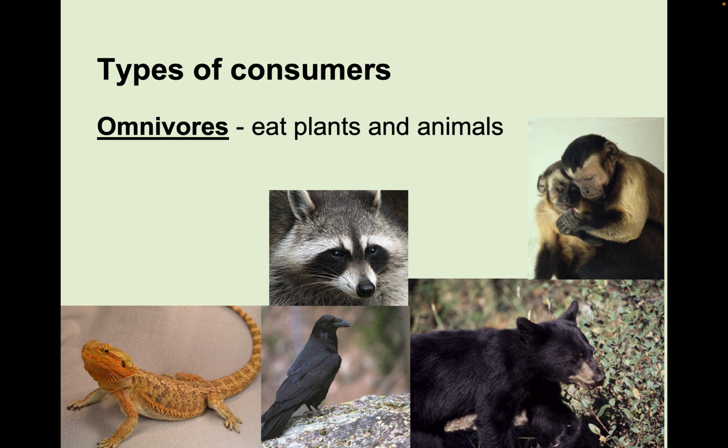And then there are things like humans. We are omnivores. We can eat both. We have the ability to eat both. What you choose to eat is something different. I mean, if you don't want to eat vegetables, that's a choice, but you could.